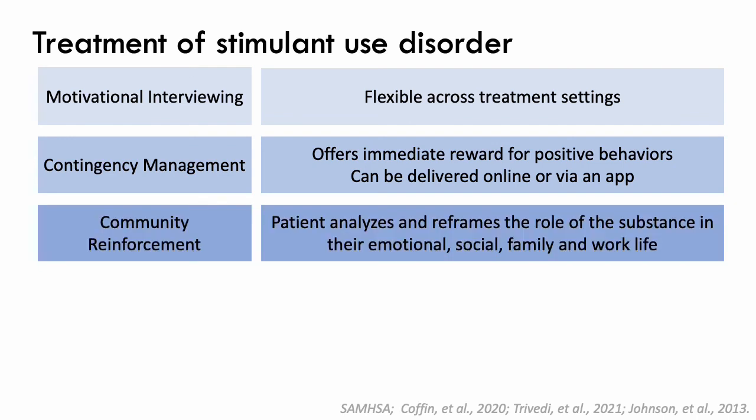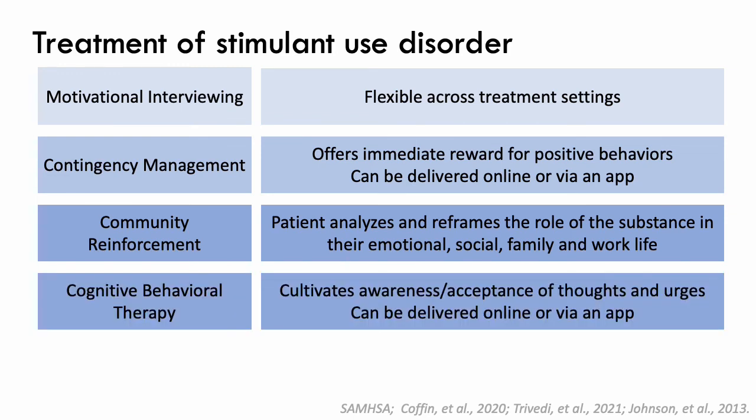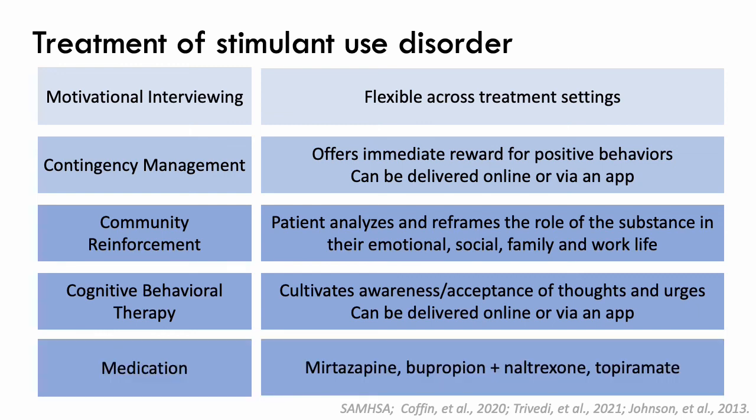We have community reinforcement therapy, in which the patient analyzes and reframes the role of the substance in their emotional, social, family, and work life, and works to identify triggers that might lead them to return to use even when they don't want to. Cognitive behavioral therapy is another important and well-studied treatment. This is one where the patient cultivates awareness and even acceptance of thoughts and urges they might have around the substance, and it's similarly flexible and can be delivered online or via an app as well as by a provider.